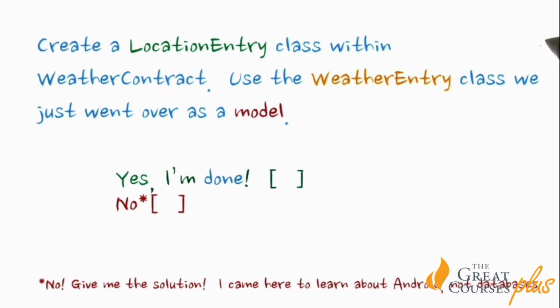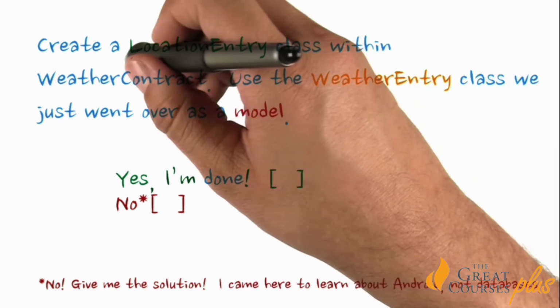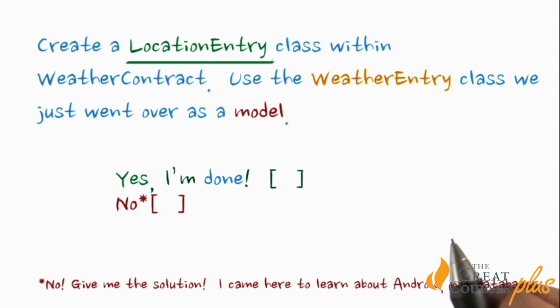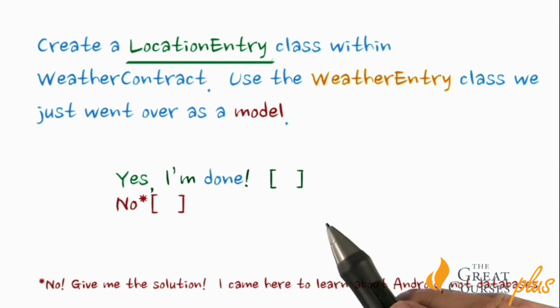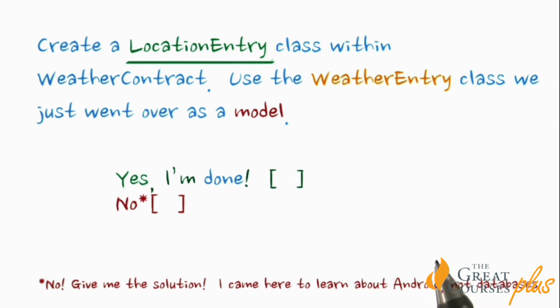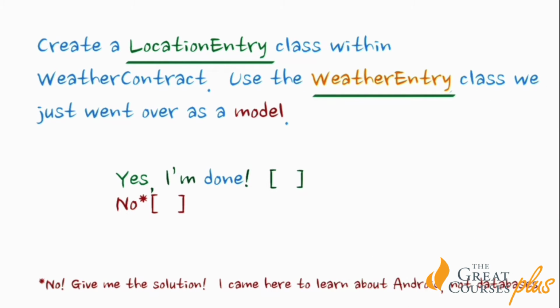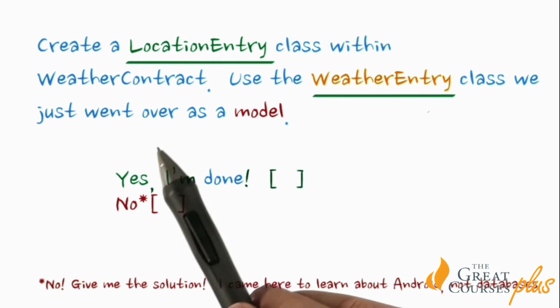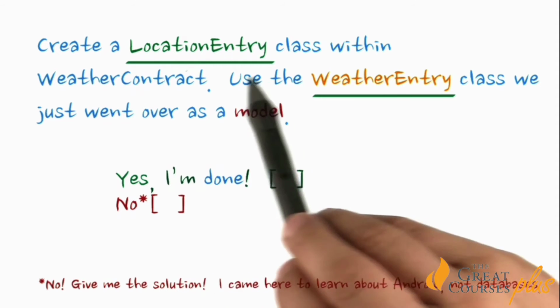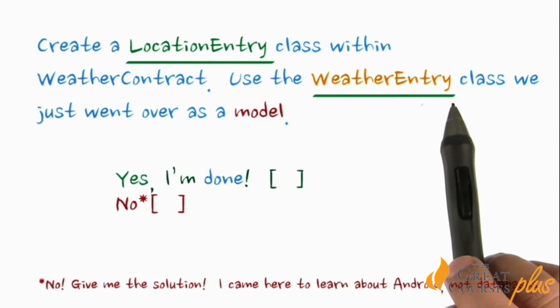We need to create a contract for our other table that contains location entries. Location entries must contain a city name. This inner class will be created in much the same way as weather entry. It will implement base columns, contain the table name, and contain the names of each column. Note, the ID of each row in the location entry class will be stored in weather entry.